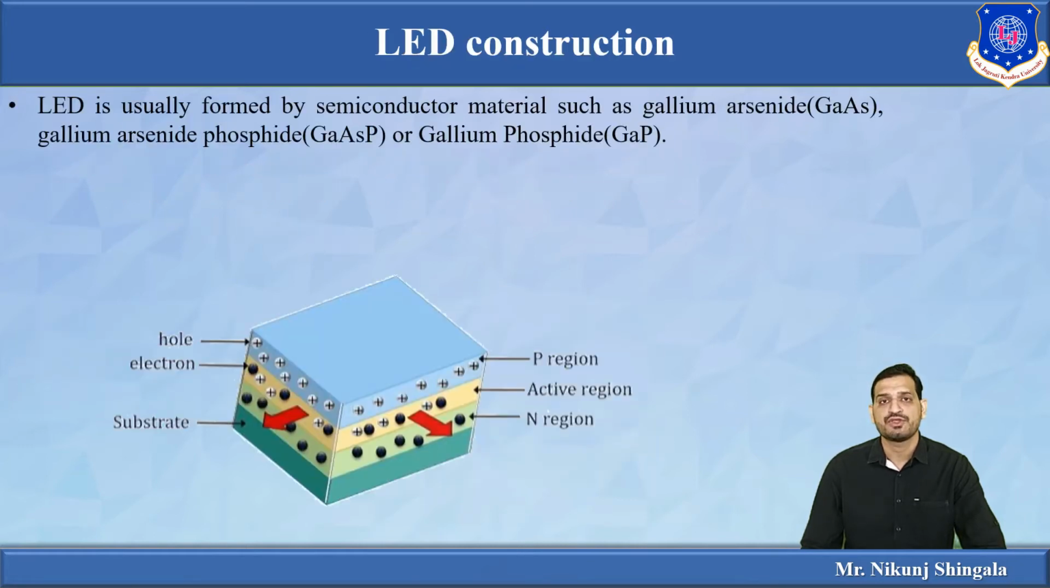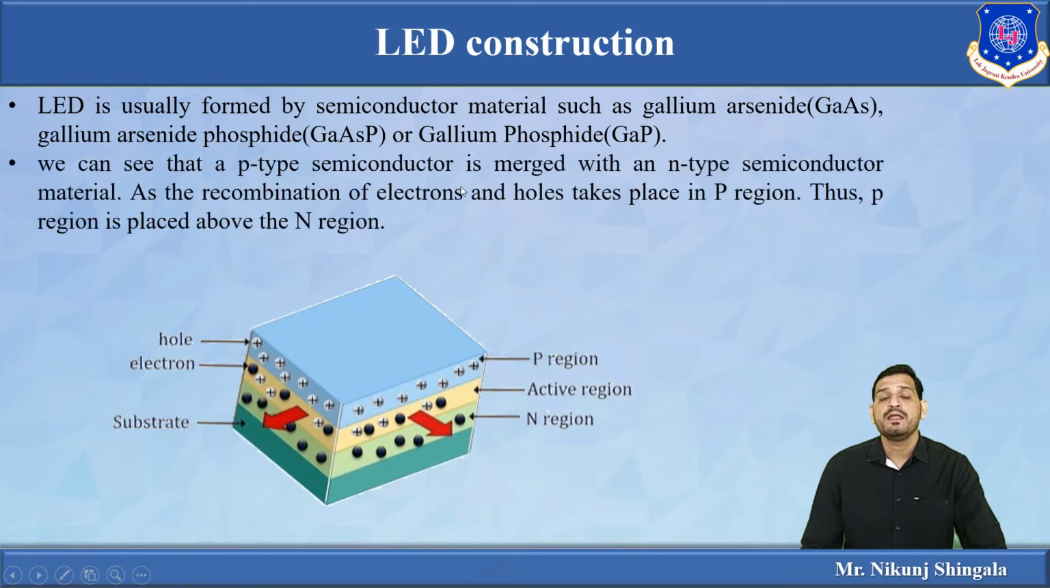Okay, LED construction. Basically an LED consists of 3 layers. The P-type region is there, the N-type region is there, and between the P-type region and the N-type region, one active region is sandwiched. The LED is usually formed by special materials like gallium arsenide phosphide and gallium phosphide. Different materials are used, and the materials used for construction of the LED depend on which color you want. Different materials will give different colors.